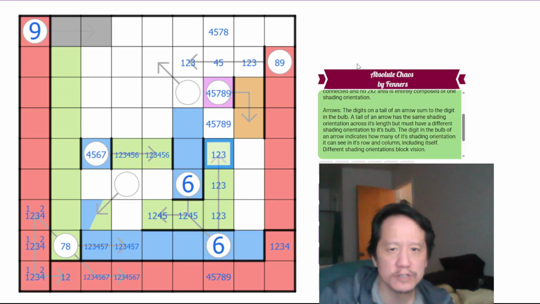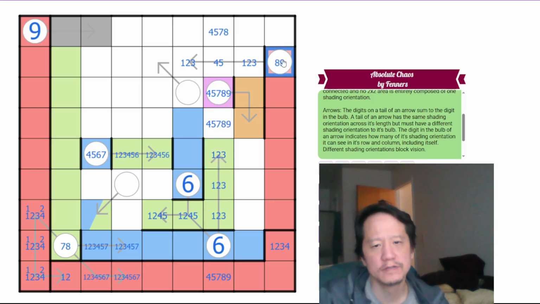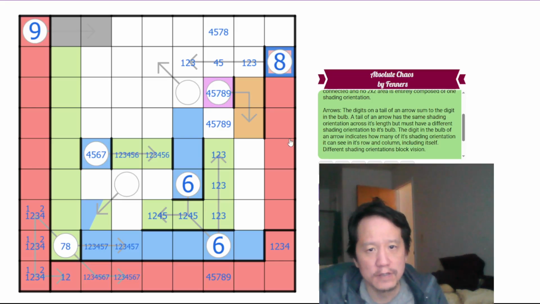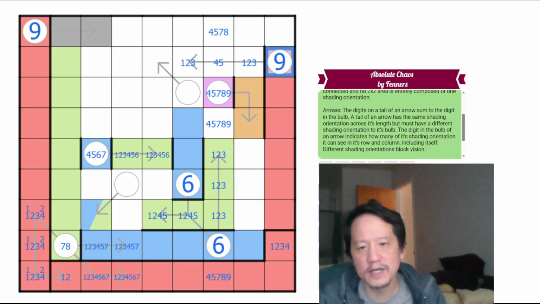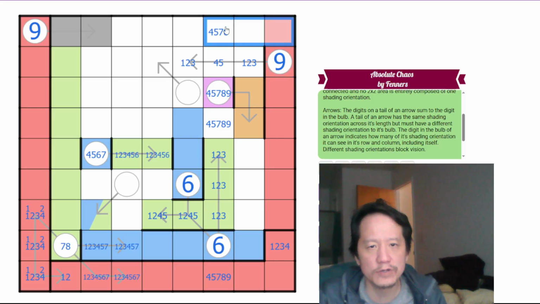Oh, that's interesting. So if this is 8, that means these all have to be red, which is not possible, right? Because you have to have a 9-cell region. This would then be double. So this has to be 9. It has to go to here. We don't know if it continues on there, though. It could be 2, 3, 4. That's fine.